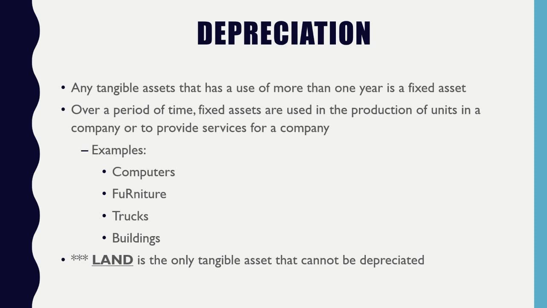Okay? So once again, when we talk about examples of it, we talked about a car, we talked about furniture, we talked about computers, right? Especially computers, because computers have technology that loses its value over time because newer and greater technology come into play. Now, the only exception to depreciation is going to be land, okay?